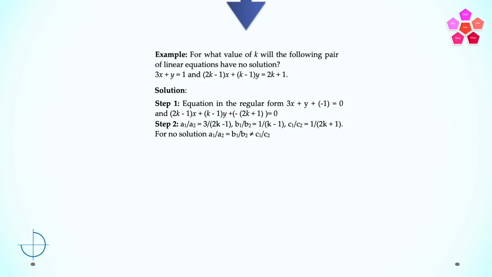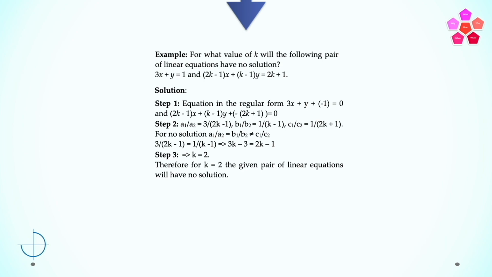So we have 3 divided by 2k minus 1 is equal to 1 divided by k minus 1, which implies that 3k minus 3 is equal to 2k minus 1. And finally, as part of step 3, we have k is equal to 2. Therefore, for k is equal to 2, the given pair of linear equations will have no solution.